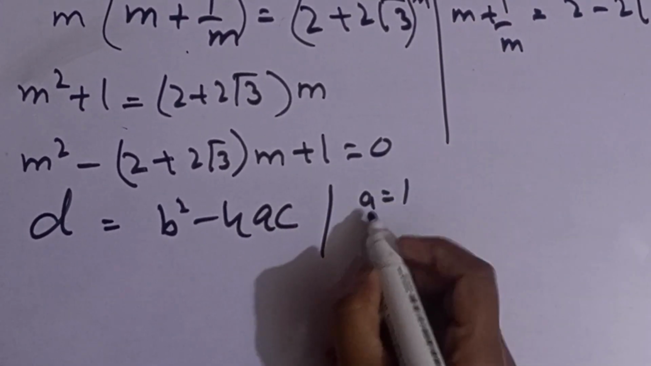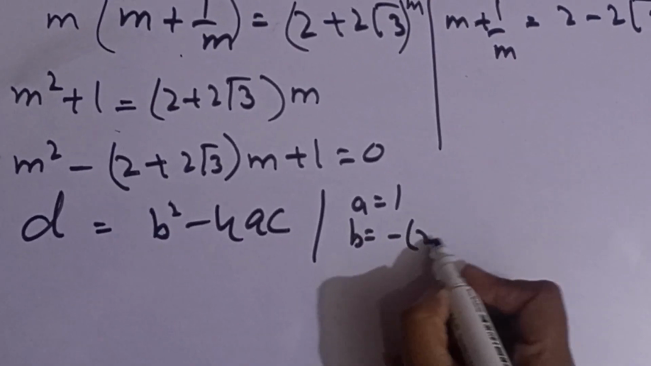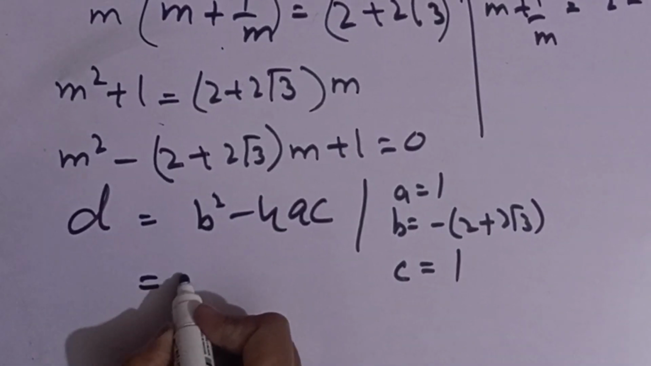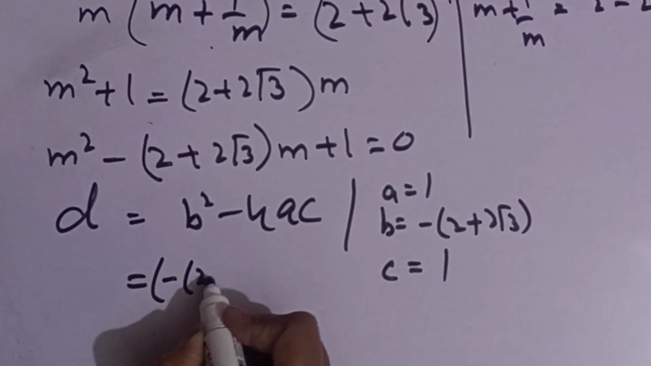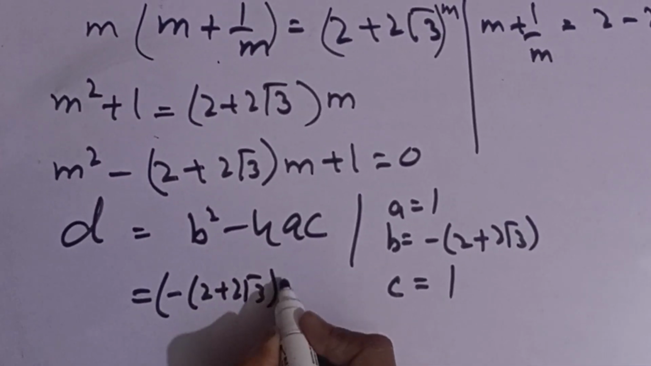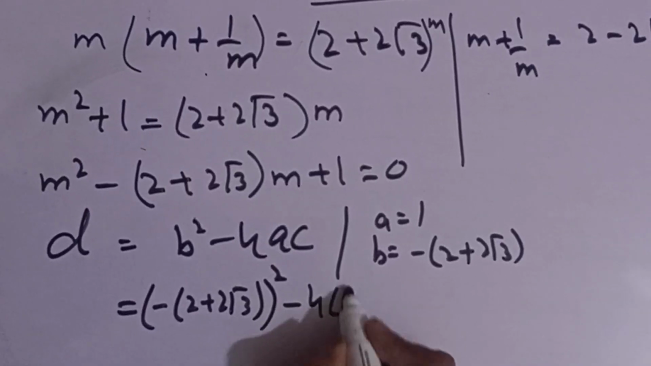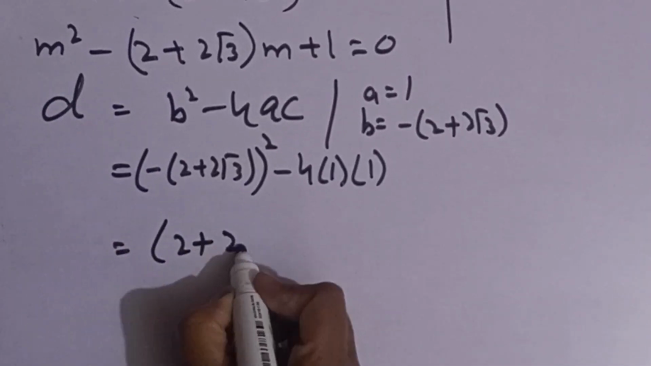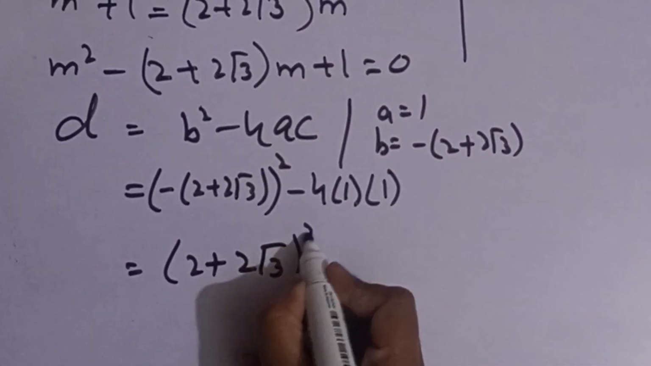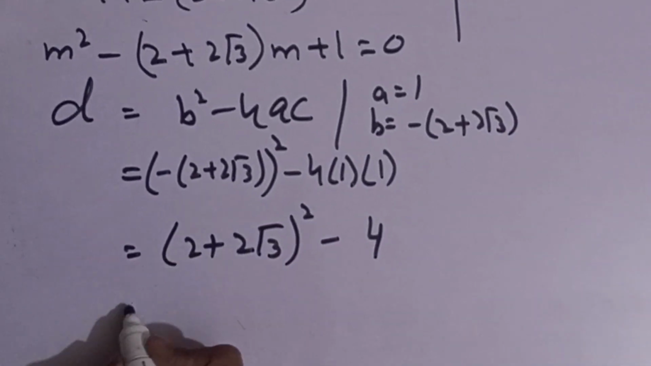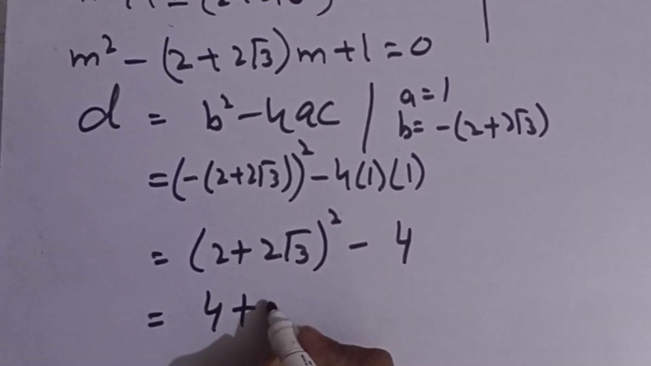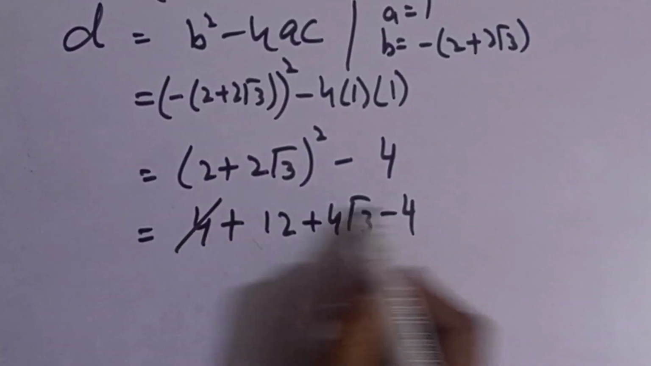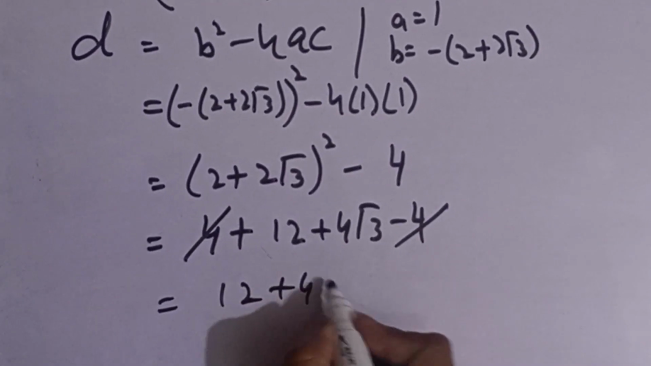and in our question a is equal to 1 and b is equal to minus 2 plus 2 times square root 3 and c is equal to 1. So this is minus into 2 plus 2 times square root 3 whole square minus 4, a is 1, c is 1. Now we simplify this part. So this is 2 plus 2 times square root 3 whole square minus 4. Now we expand this. So this is 4 plus 12 plus 8 times square root 3 minus 4. So this plus 4 and minus 4 cancel. We just get 12 plus 4 root 3.